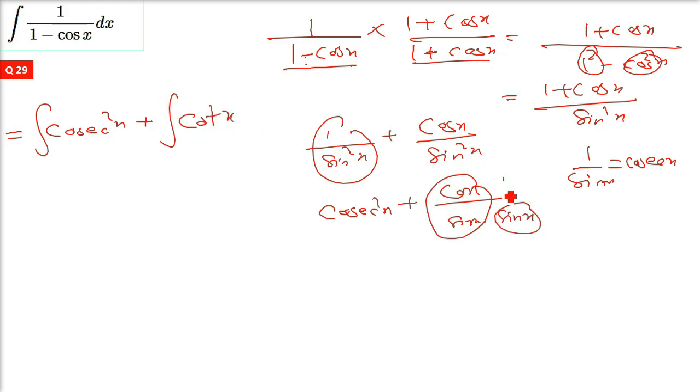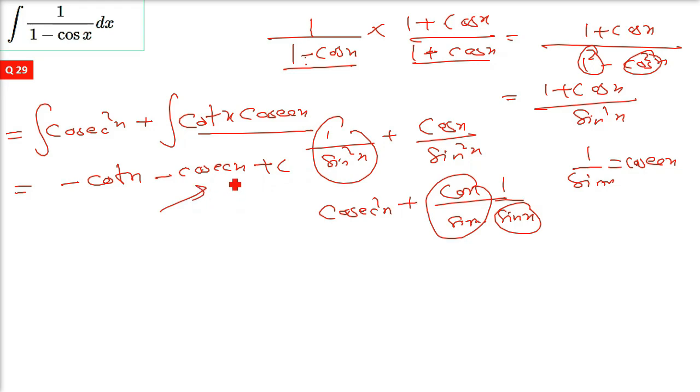1 by sin x is going to be cosec x. So let me write cosec x here. Integration of cosec square x is going to be minus cot x. It has a standard result of integration. Cot x cosec x is going to be negative cosec x plus constant of integration. This is your final result.